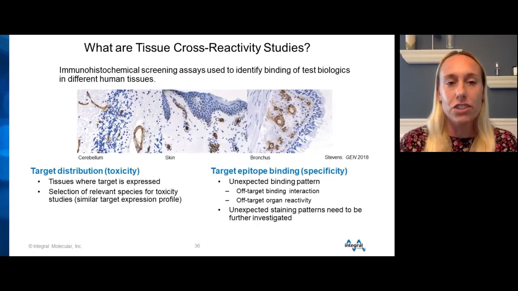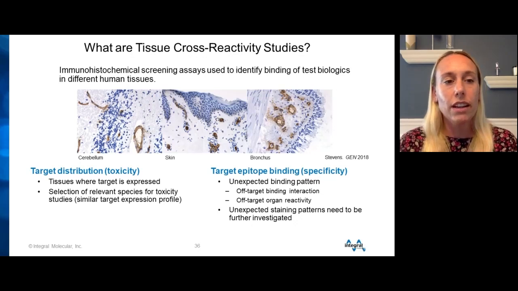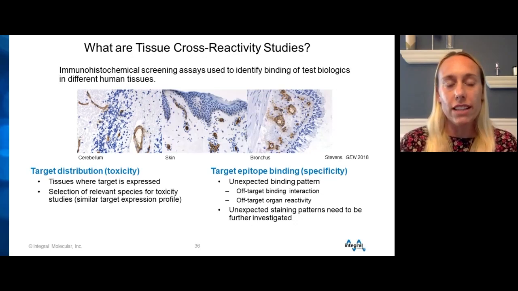First, what are tissue cross-reactivity studies, for those who maybe aren't as familiar? They are immunohistochemical screening assays used to identify binding of test biologics in different human tissues. Over 30 different human tissues are tested for binding by the molecule, and the staining is evaluated by a pathologist. This assay can give you an idea of the target distribution, so it tells you in what tissues the target is expressed. It can also give some indications of target epitope binding.